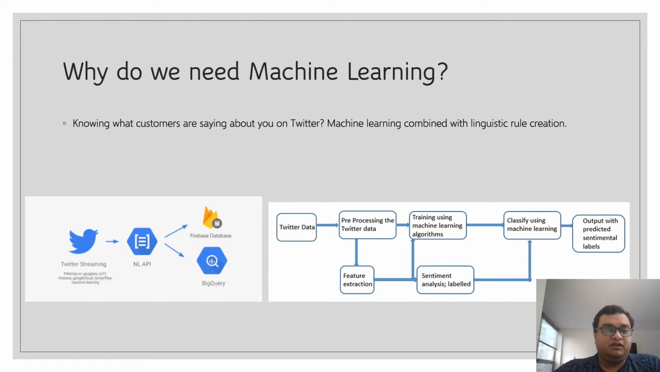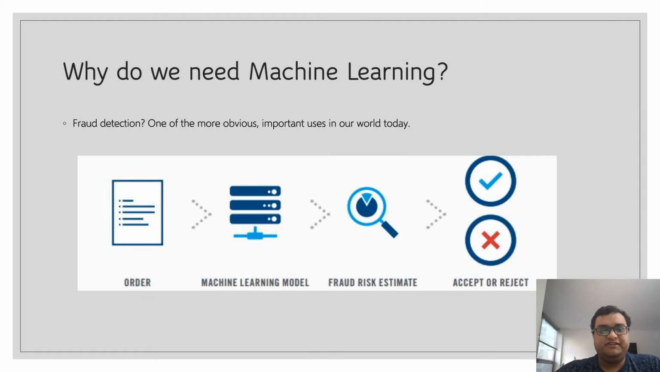For example, you have Twitter streaming data, which goes into an API and then into a Firebase database and BigQuery. And then you have Twitter data, and then you pre-process the Twitter data. You train the data using machine learning algorithms, classification using machine learning algorithms, and then you have the output with the predicted sentiment labels. So this is one example of machine learning. So due to these reasons, we need machine learning.